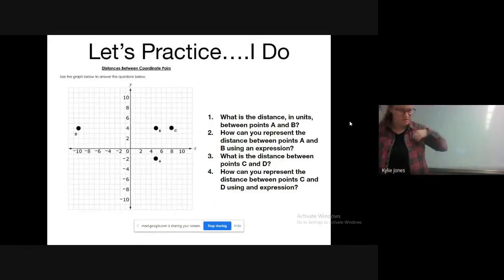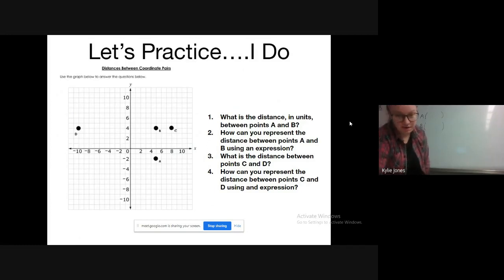Can we see what we have on here? Let's practice, I do. All right. Number 1 says, what is the distance in units between points A and B? So I'm going to write on the board behind me. You guys can see it if I do that, correct? Can you guys see that? Yeah. Okay. So I'm going to write on the board, but we're going to use the presentation to help us out. So first, we need to figure out what ordered pairs go with points A and B.